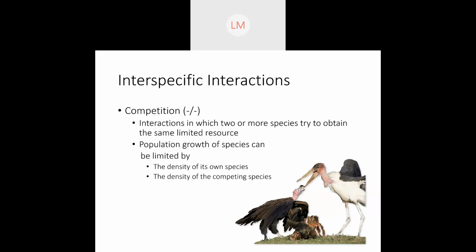And the population growth of species, when we're thinking about competition, can be limited by how many individuals are in its own species and how many individuals are in that competing species. So we have to think about both of those densities when we think about competition.